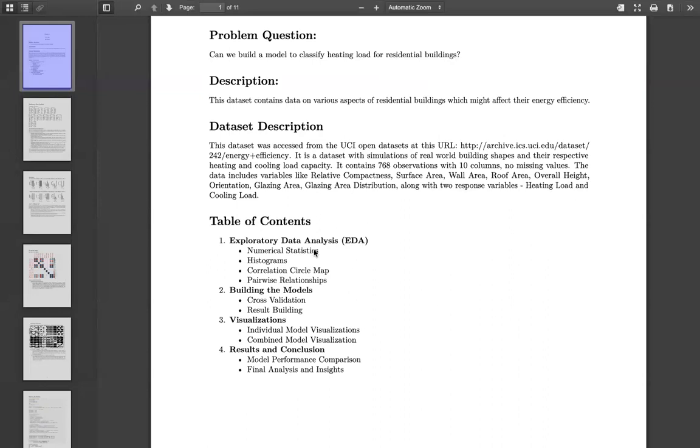First, I looked at numerical statistics for my EDA. I looked at histograms to look at the different distributions. I did build a linear model, linear regression, so I needed my variables standardized. I looked at the correlation map to see if there was collinearity between any of my variables. And I also looked at pairwise relationships to see if I could pick up on any nonlinear relationships, strong linear relationships, which I can include in my model.